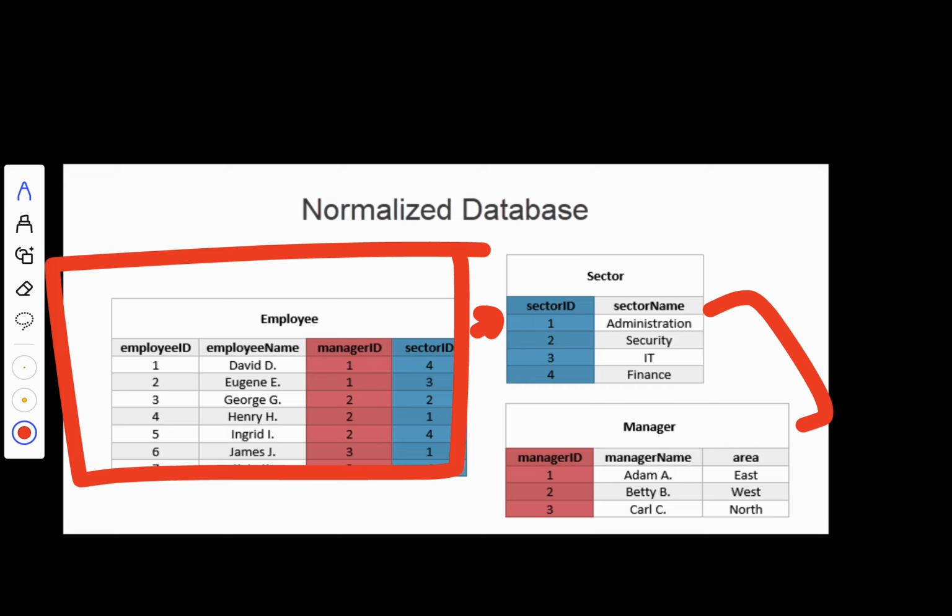There is also the second normal form. It must already be in the first normal form, and have no partial dependencies on a composite primary key. So if you have a table with a composite key like order ID and product ID, or manager ID and sector ID, every non-key column should depend on the entire key, not just part of it.